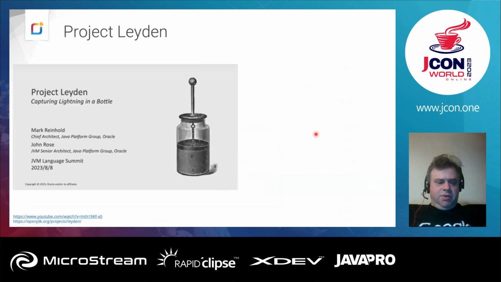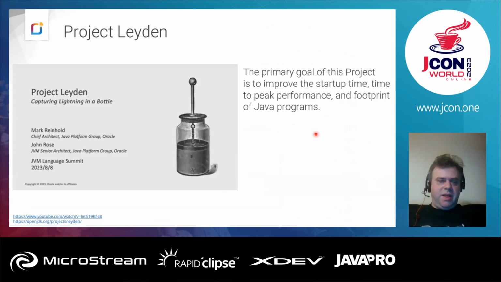So there is more. The Java platform would like to improve itself. I encourage you to look into Project Leyden, which runs in parallel, and the goal is to improve the startup time, time to peak performance, and footprint of Java applications, especially for serverless ones, because it's not optimized. Java itself would like to do that. There was a talk by Mark Reynolds in October at a conference, where more or less they gave the state of it.